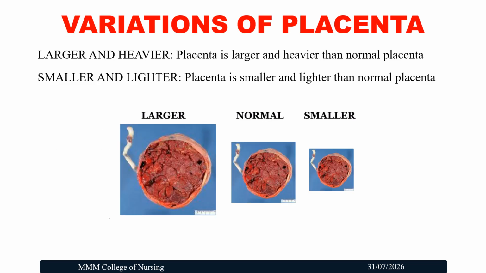Next, we will discuss the variations of placenta. I have discussed the normal placenta in my previous video. Now, we will look at the variations. First is a larger and heavier placenta, where the placenta is larger and heavier than the normal placenta. As we all know, the normal placenta weighs about 500 grams, so here it will be somewhat larger and heavier. A placenta less than the normal is considered a smaller and lighter placenta.